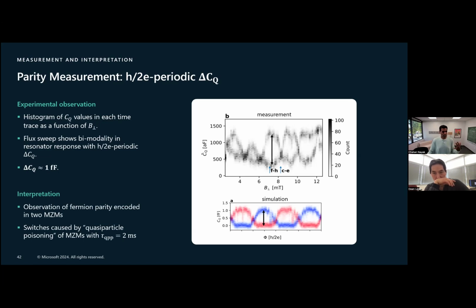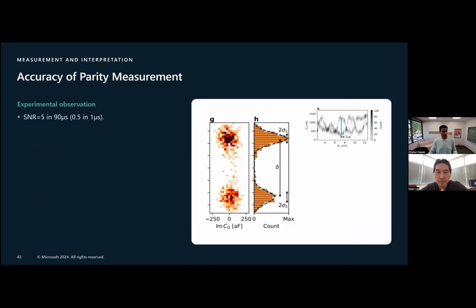So we interpret this as we've observed fermion parity encoded in 2 Majorana zero modes. Those switches are caused by quasi-particle poisoning of Majorana zero modes with that 2 millisecond time scale. We can discuss the accuracy of that measurement.